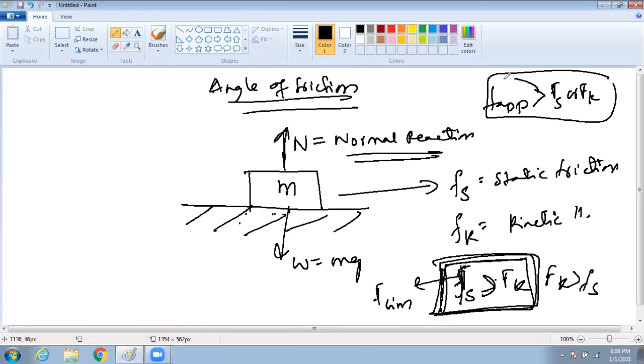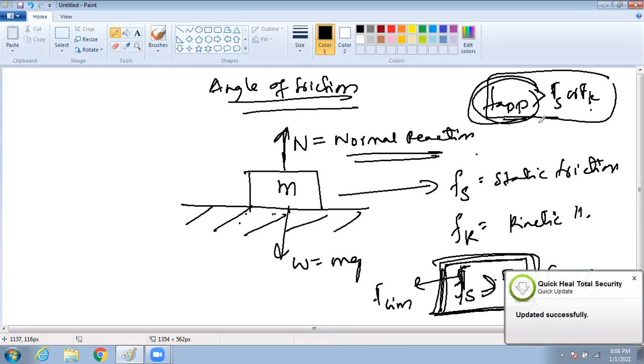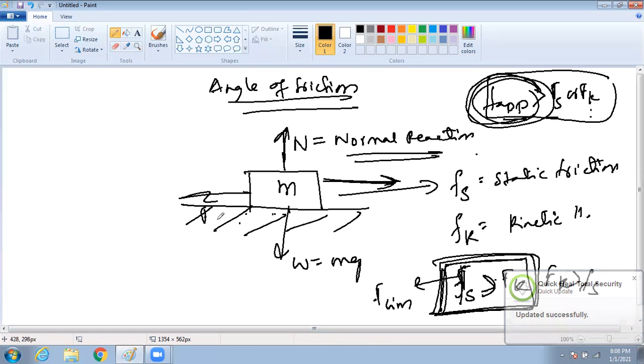If the applied force is greater than your static friction, or greater than your Fk, then only the body will move. If the applied force is equal to Fs, the body will not move. If the applied force is equal to Fk, then also it will not move. So only when the net force is greater than the friction, whether Fs or Fk, will the body move, or else it will not move.